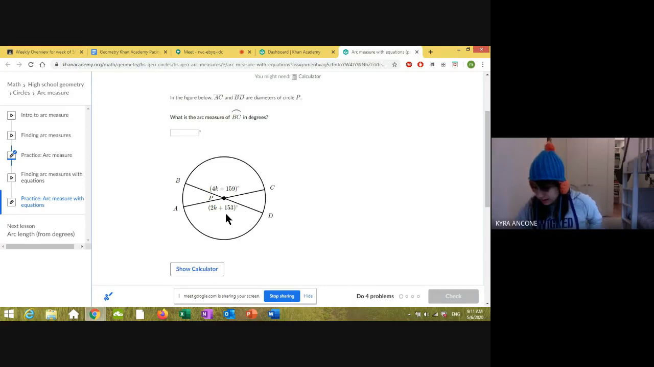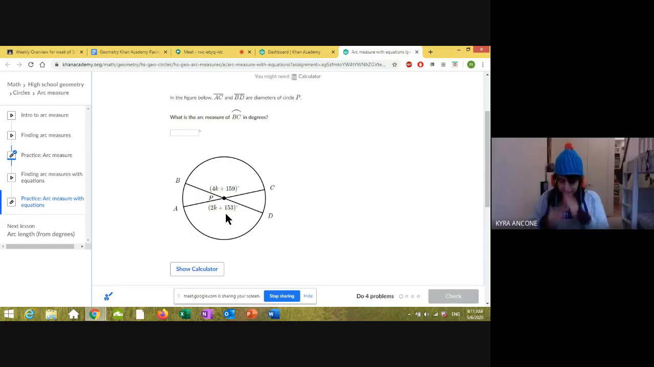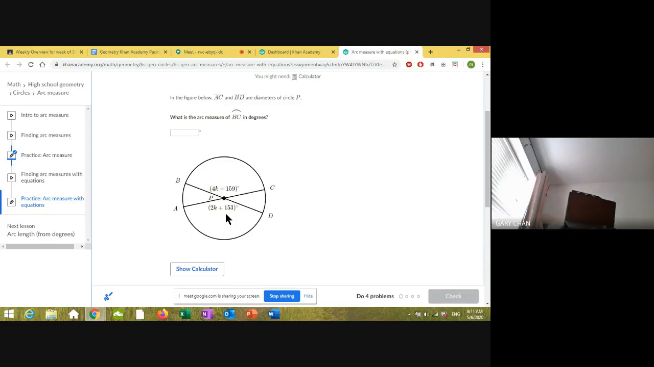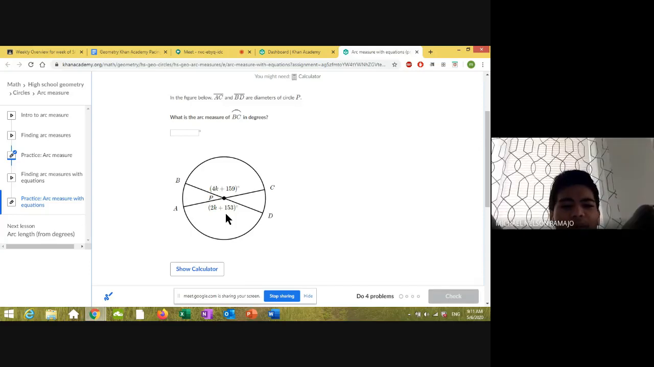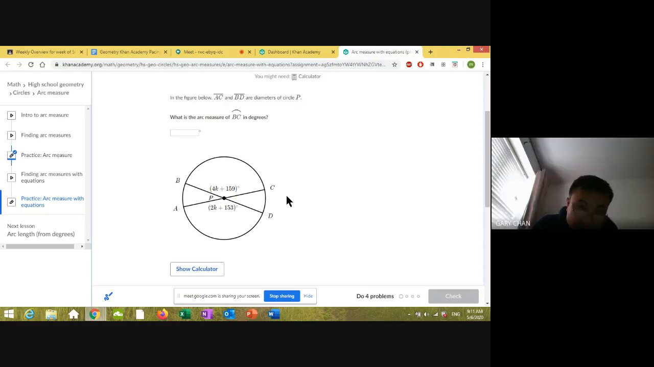Wait, never mind. What's the exercise called again? I can't find it. What is this exercise called? Arc measure with equations. Okay, let me try to find that. Oh god, this is getting hard. Got it. Arc measure with equations.